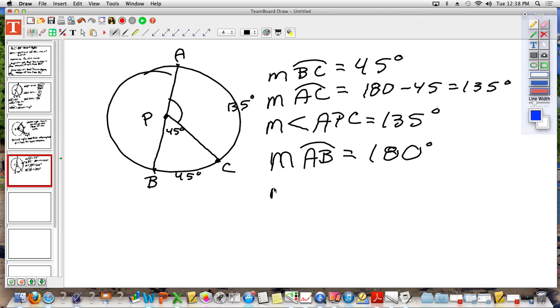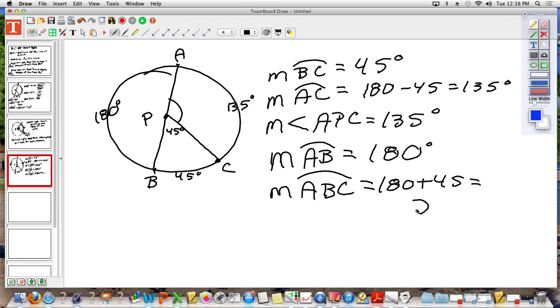All right, what about the measure of arc ABC? So you start at A, you go all the way down to B, and then you keep going to C. This is 180 degrees as a semicircle. So we have 180 plus 45. 180 plus 45 degrees. Help me out. That is 225 degrees.